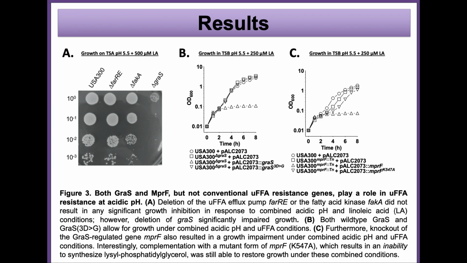Figure 3c takes this one step further and looks at an effector protein directly activated through GraS signaling, MprF. As we see here, MprF appears to be required for this resistance. Interestingly, a single mutation, a K547A mutation, knocks out the synthase function of MprF.